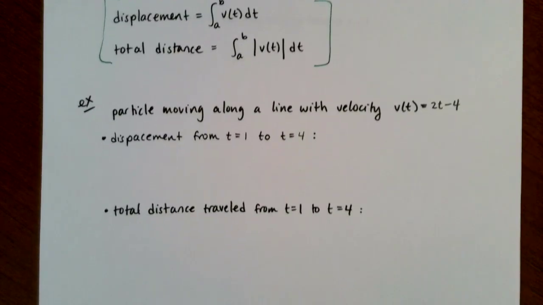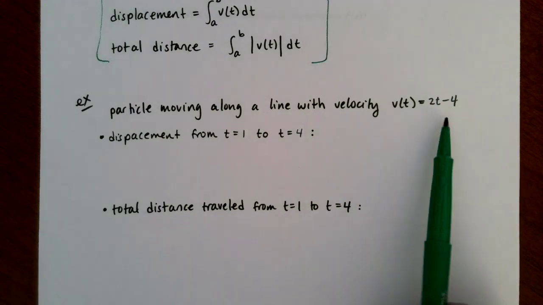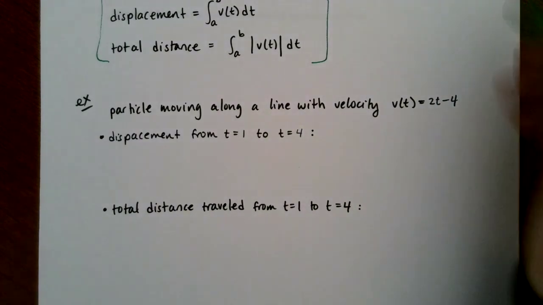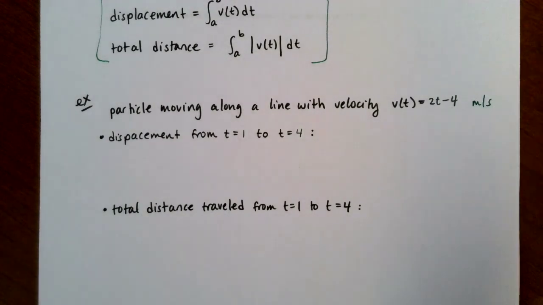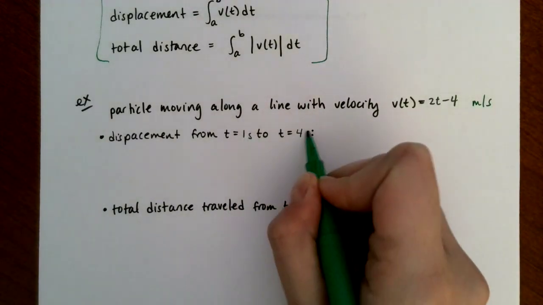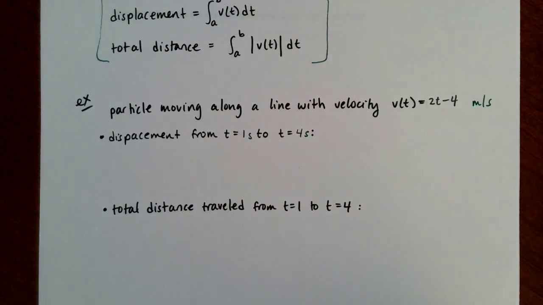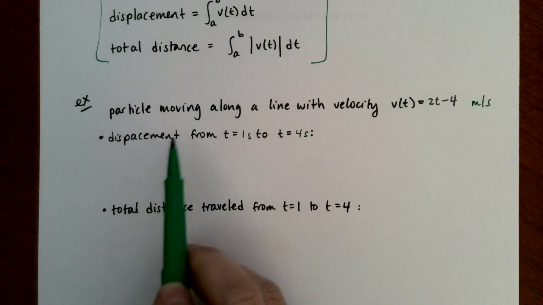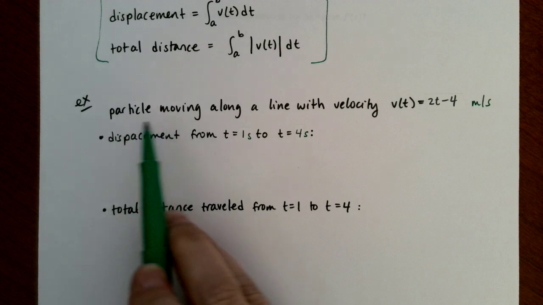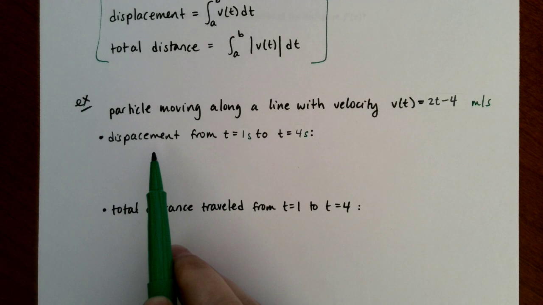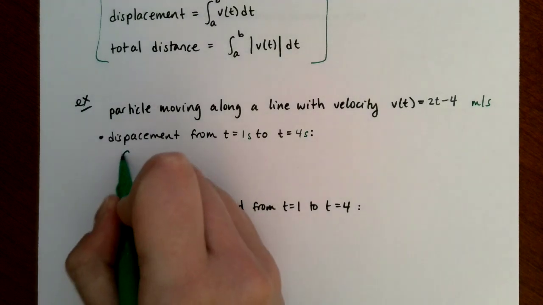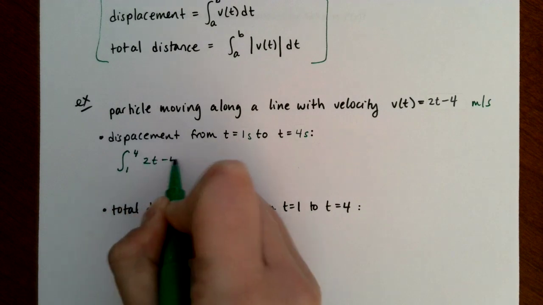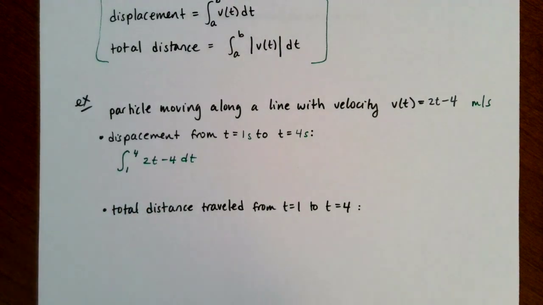Our first example has a particle moving with velocity 2t minus 4. I suppose I didn't put units in this. I probably should. Why don't we say meters per second? And then we'll go from t equals 1 second to t equals 4 seconds. Okay, so displacement is the straightforward one. It's going to be the net change between your ending and beginning values. So this will just be straight up the integral from 1 to 4 of this velocity function, 2t minus 4.